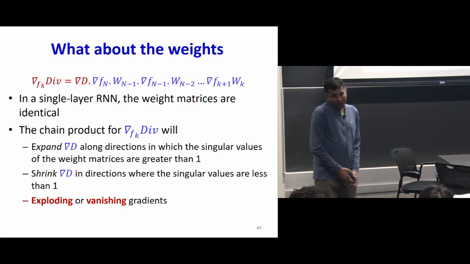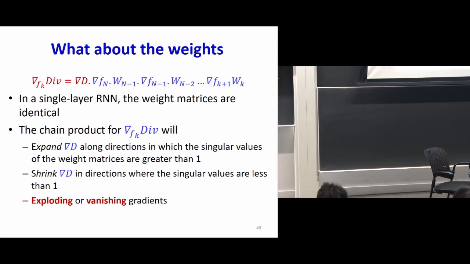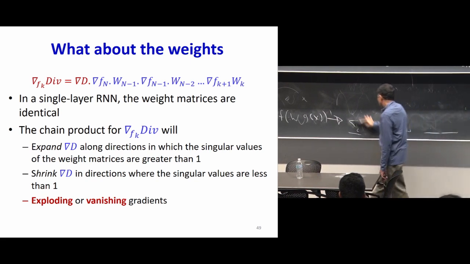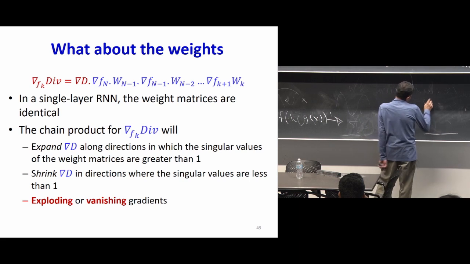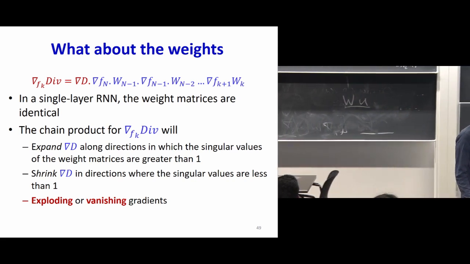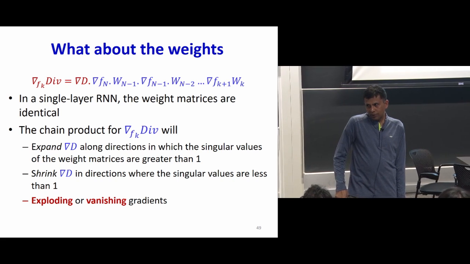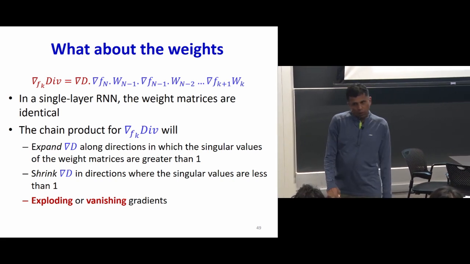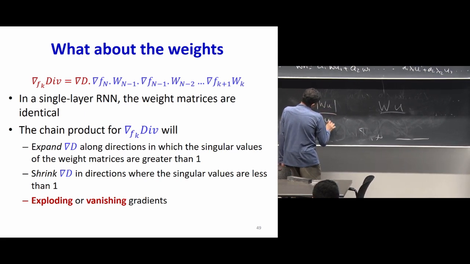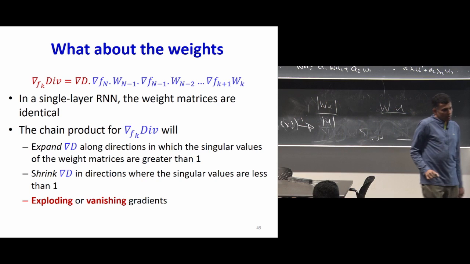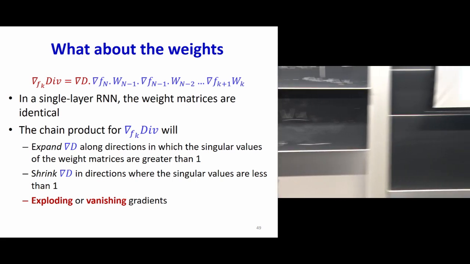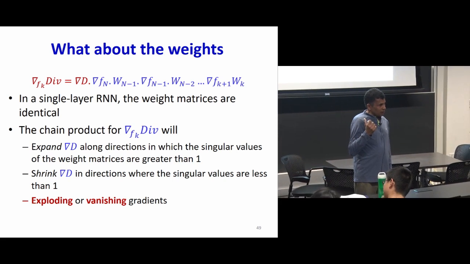So maybe the weight matrices will help us out. Will they? What happens when you multiply any vector by a matrix? Consider this. If I have any vector U, and I multiply it by a matrix W, what can you tell me about the length of W times U as a function of the length of U? You guys have done linear algebra, right? So what is this number going to be? There are going to be bounds on it.